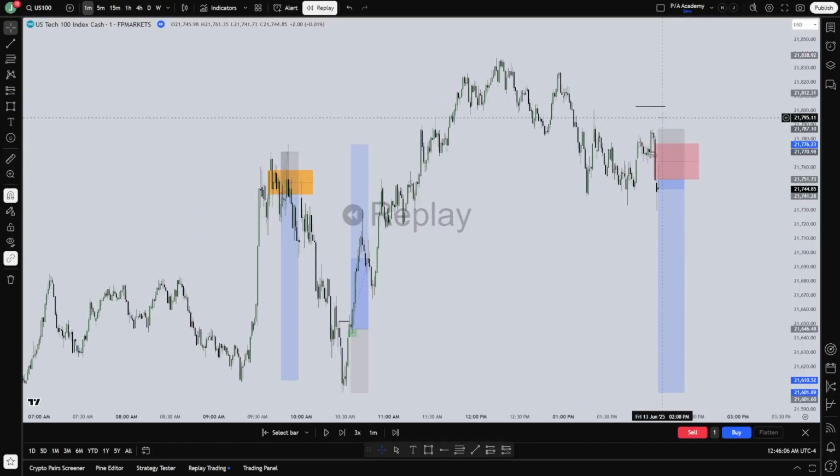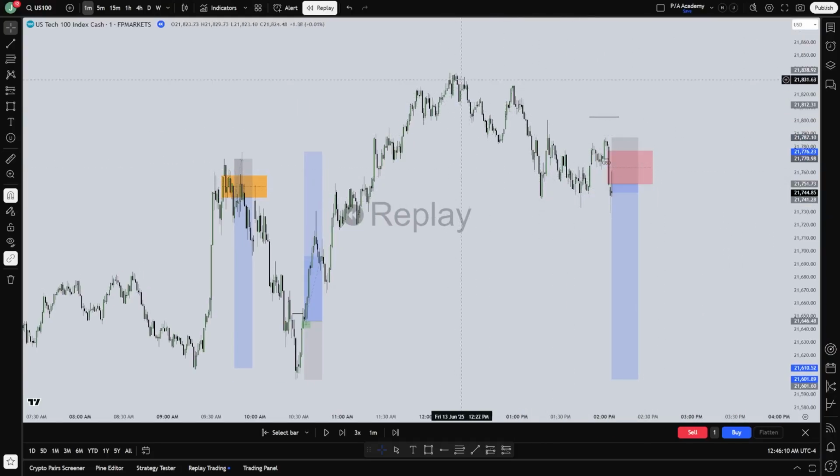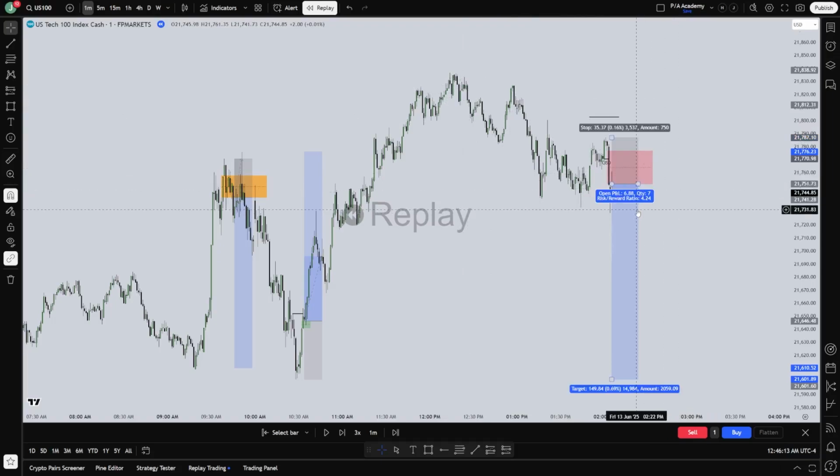And if it takes me out, then I'm wrong, and I'll adapt and see if we could potentially target this area if price shows me that it wants to head there.